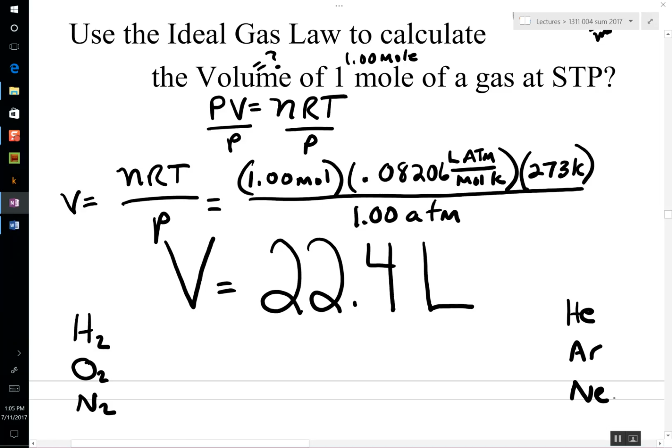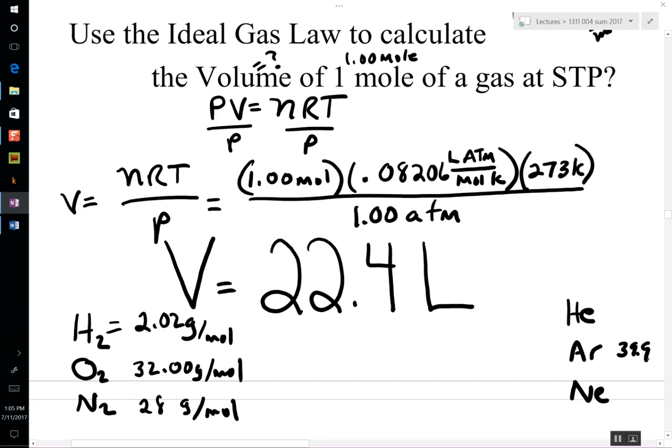I want that to sink in. Let me make that even more difficult for you to believe. Hydrogen weighs 2.02 grams per mole. Now we're talking about 1 mole of each of these gases. Oxygen weighs 32 grams per mole. Nitrogen, 28 grams per mole. Argon is 39.9 grams per mole. Helium, a tiny little one, 4 grams. And neon, 20.